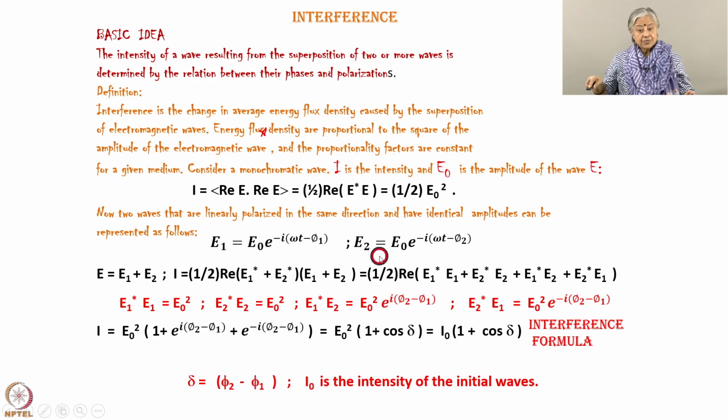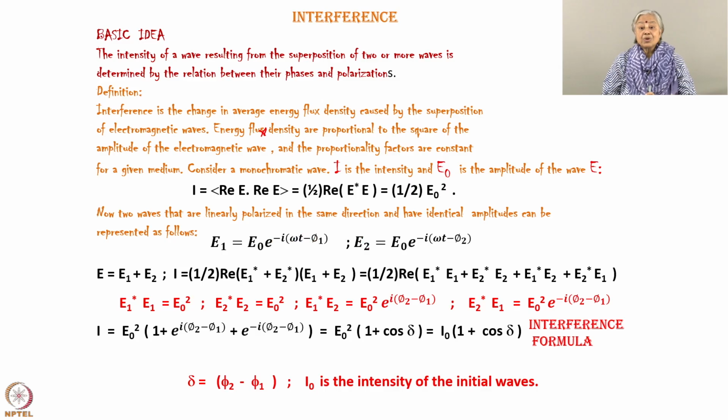For the second wave, it has the same amplitude as the first. There are two waves, first and the second. We want to see what is the interference between these two waves, and each of them has the same frequency or the same wavelength, and they are monochromatic. But there is a difference in their phase. This is phi 2. This term shows it is travelling in time. Phi 2 is the phase of E2, and phi 1 is the phase of E1. So, these are the two waves.